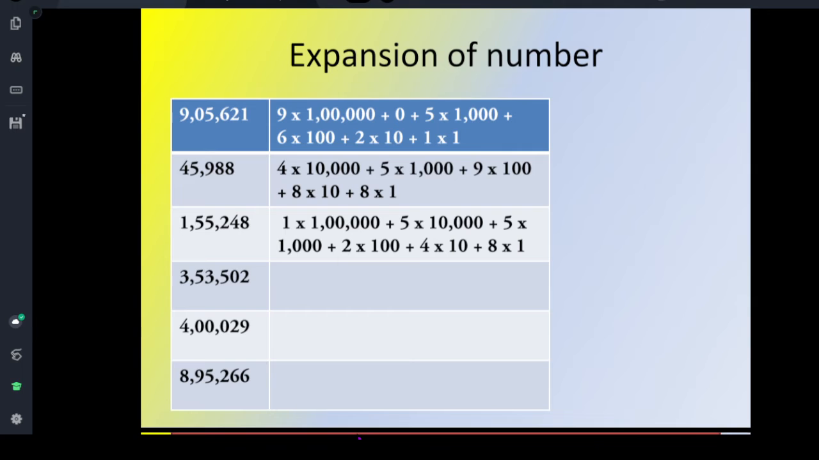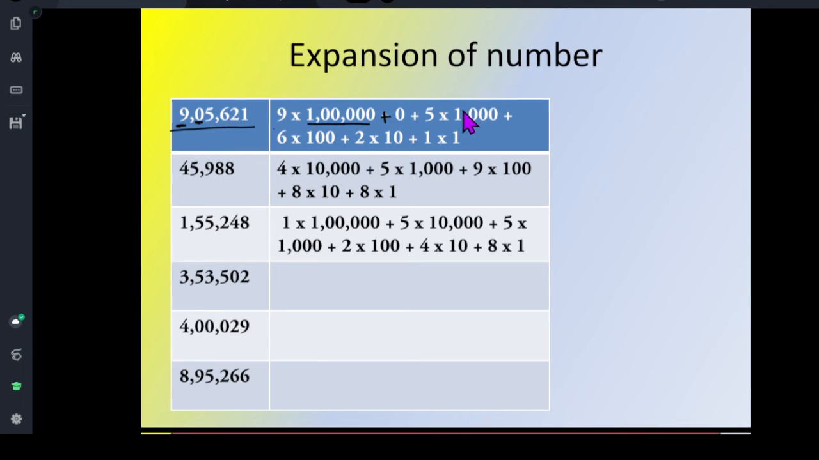Now you know what the place value and face value of numbers are. So you have to just multiply each digit's face value by its place value, and add to the next one. So you will see 9,05,621. How should we write this in expansion form? 9. What is the face value of this? 9, and place value is 1 lakh. So 9 into 1 lakh. I will write 9 into 1 lakh plus. Next, what is the next digit? That is 0. What is the place value? Here 10,000. But the face value of this is 0.